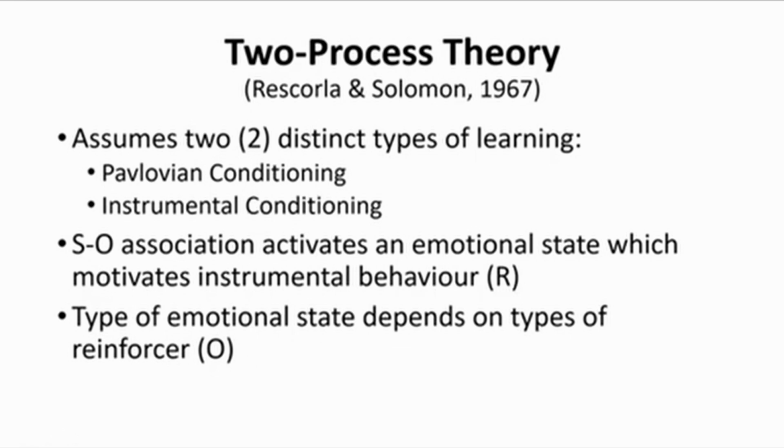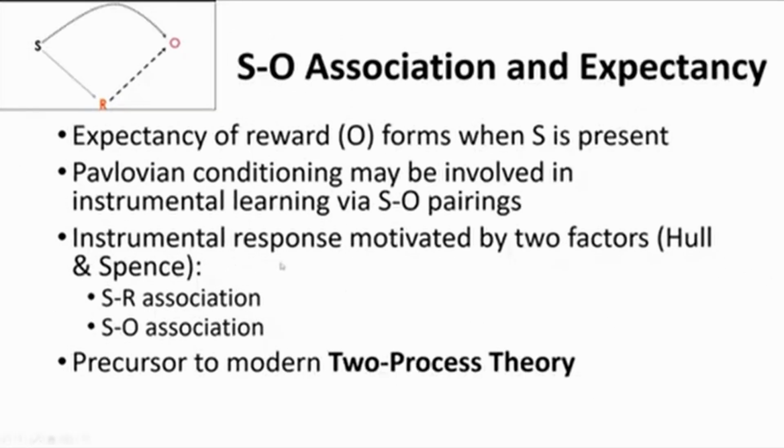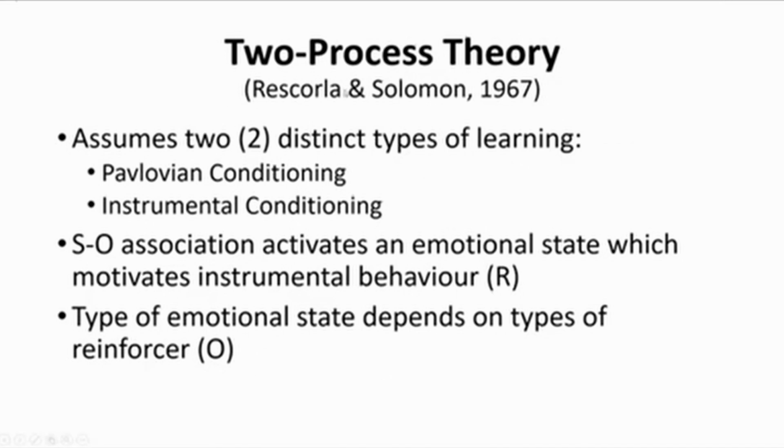So our modern two-process theory originally started with Hull and Spence, but was then finalized and given the form that we're used to seeing now by Rescorla and Solomon. So again, we're seeing the name Rescorla. That is one of the biggest names in learning literature. But this two-process theory assumes that there are two distinct types of learning: Pavlovian conditioning and instrumental conditioning. No big surprise there. That's kind of what we've covered so far in the course.